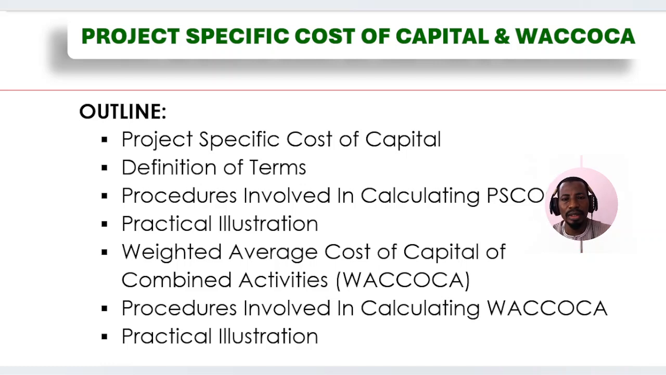So we concluded with the traditional weighted average cost of capital, where we had practical illustrations after discussion around all the concepts. So today we are going to be discussing the project-specific cost of capital and the WACC of the combined activity. So what do you understand by project-specific cost of capital? The project-specific cost of capital is computed when a company is diversifying or where the debt equity proportion of a company is expected to change as a result of undertaking a project.